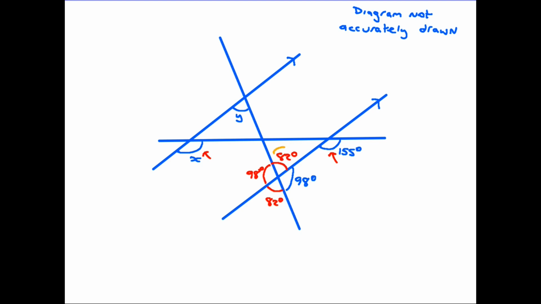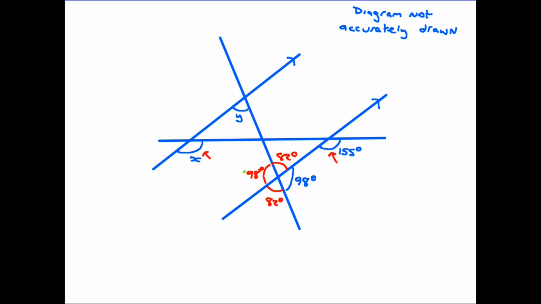For instance, this angle at 82 and y here, again look at the diagram closely, are alternate angles. Therefore, you can say that y is 82 because alternate angles are equal. Alternatively, you could use this 82 and look at its relationship with y because these two are corresponding angles. Also gives us 82 as an answer.